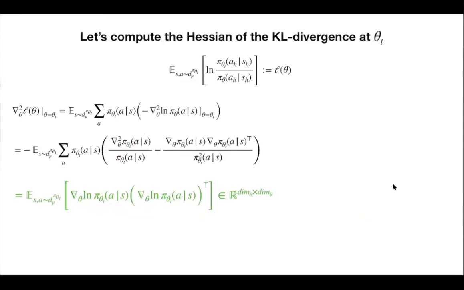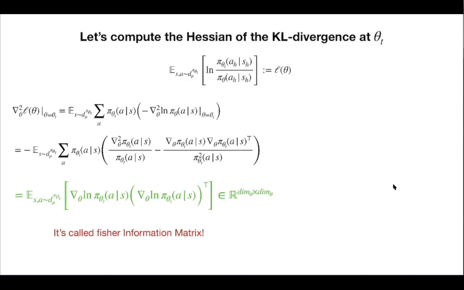Okay, so after so much work, we get to this expression where we cannot simplify further. The Hessian basically looks like the expectation of the outer product of this gradient log likelihood. This is a vector in the dimension of theta. So we get a matrix whose dimension is the dimension of theta times the dimension of theta.